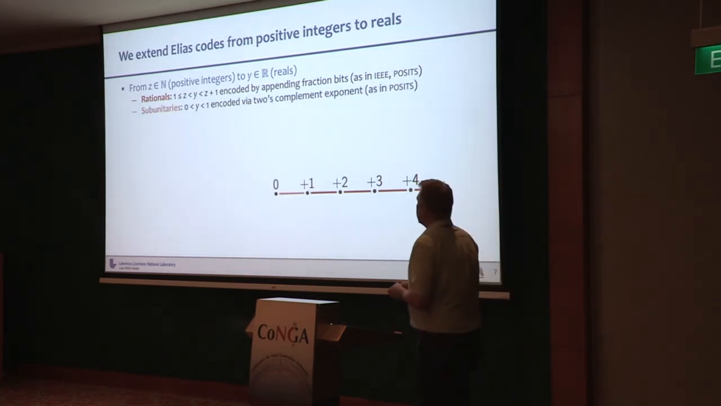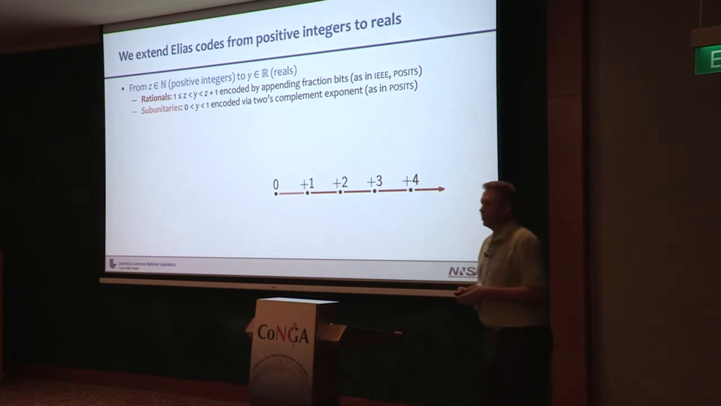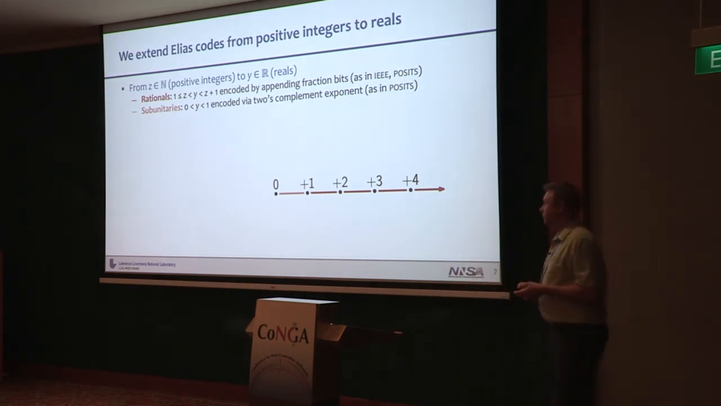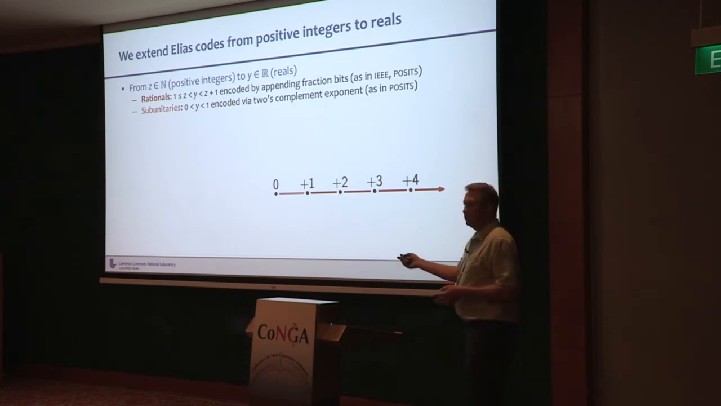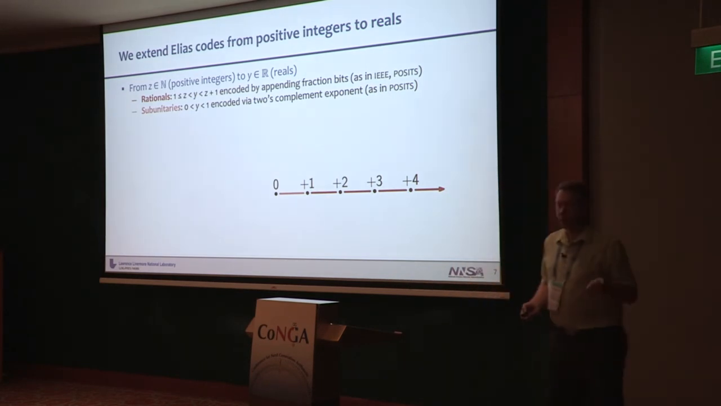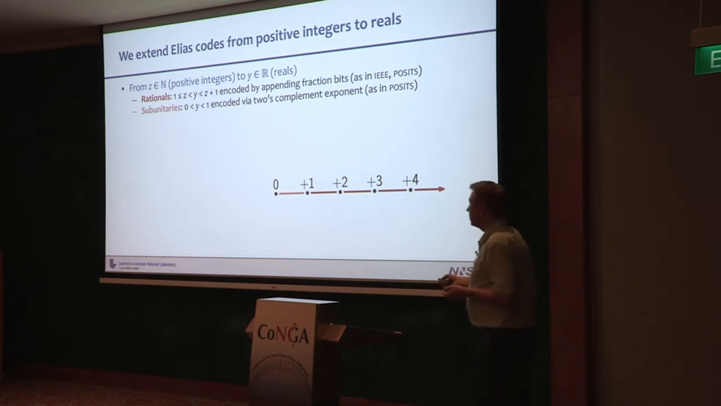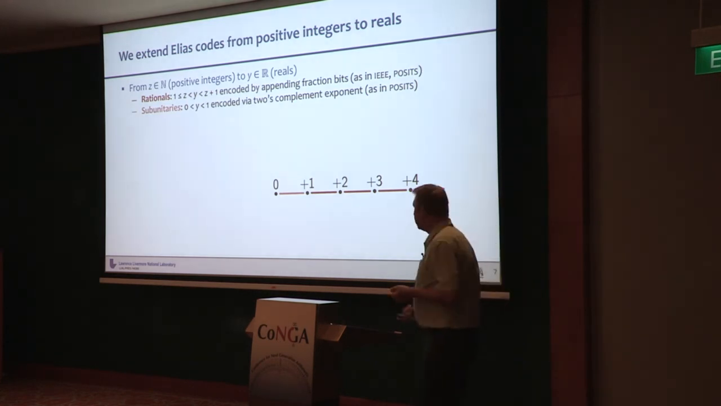Then we need to encode what I call the subunitaries, or numbers that are smaller than 1 in magnitude. So between 0 and 1, we also need to encode negative exponents, right? And the way we do that is the same way as in posits. We use a 2's complement representation of the exponent, and that gets us numbers between 0 and 1 also.